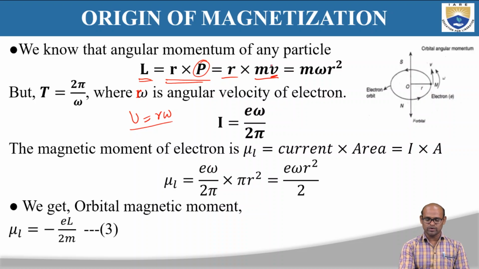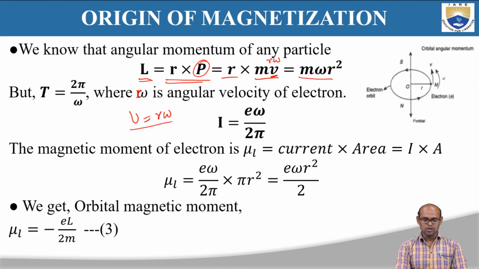If I substitute v as rω, then m r into r and ω, so mωr². That is why I have here mωr². I have just written the angular momentum equation, L is equal to r cross p, where p is momentum. I have replaced the momentum by m into v, mass into velocity, and I have written velocity in terms of rω, angular frequency. So then I got mωr².